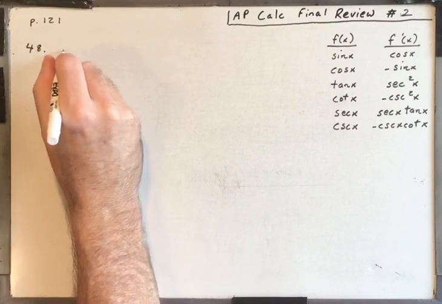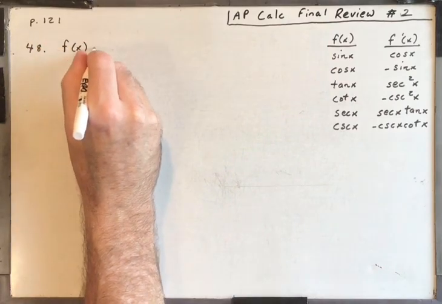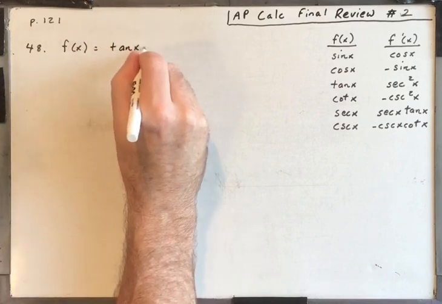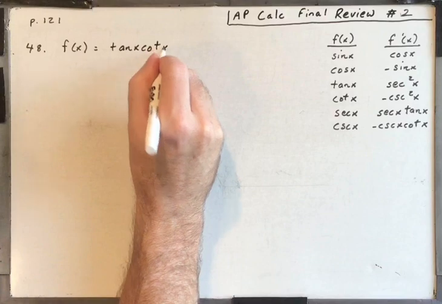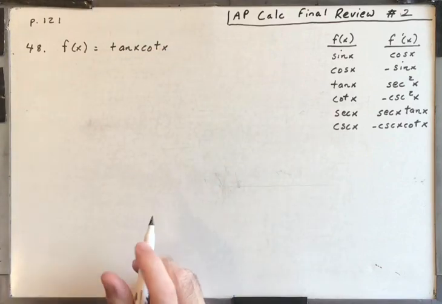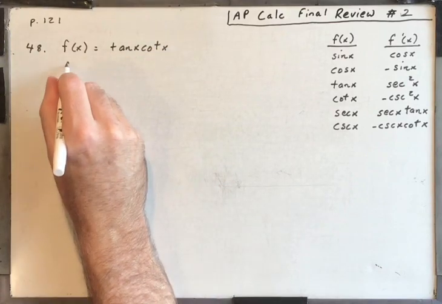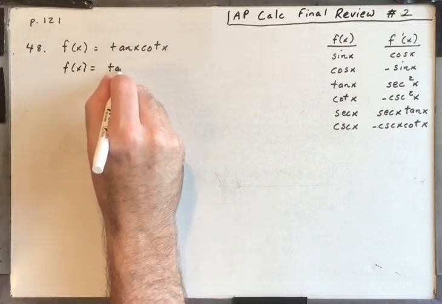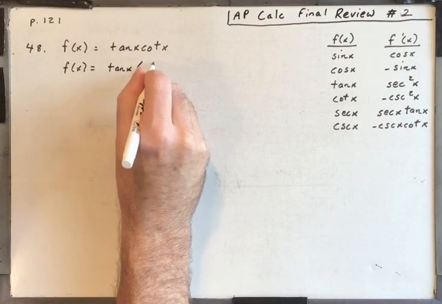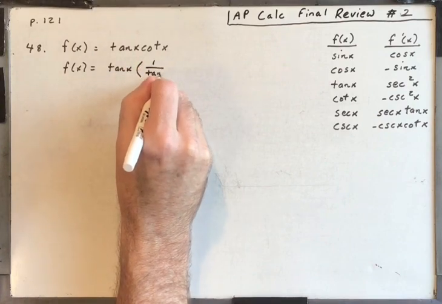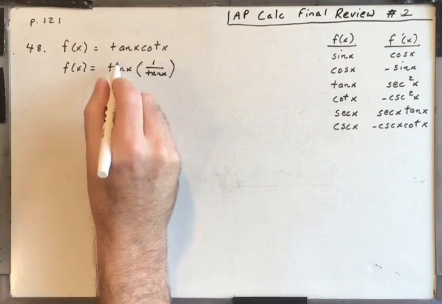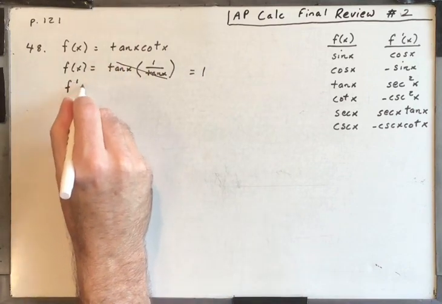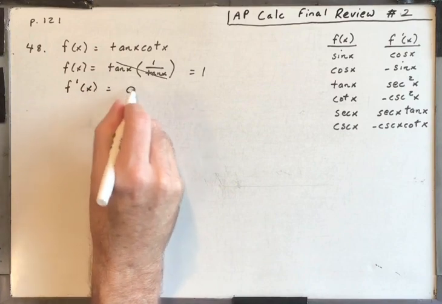All right, we have f of x is equal to tangent x cotangent x. This one's pretty interesting because you could go through the product rule and do all that, but if you can just rewrite this, f of x, think about it, what is tangent times cotangent? It's tangent x times 1 over tangent x. Well, that's just 1. So if f of x is 1, f prime of x is just 0.